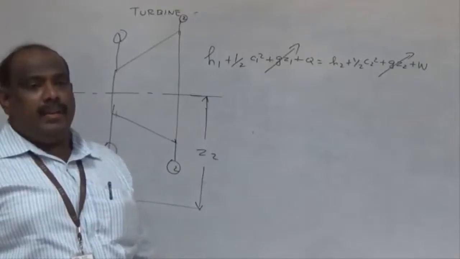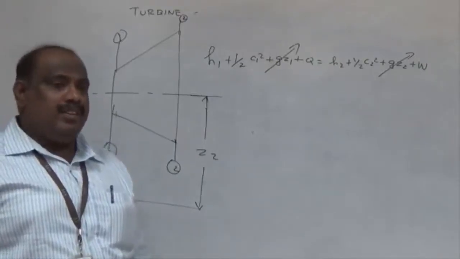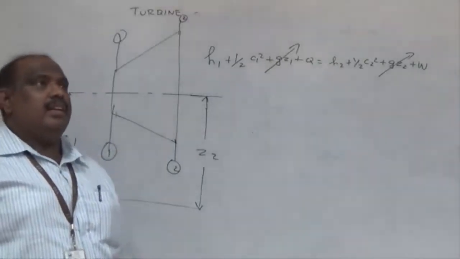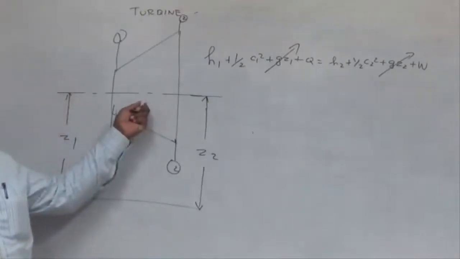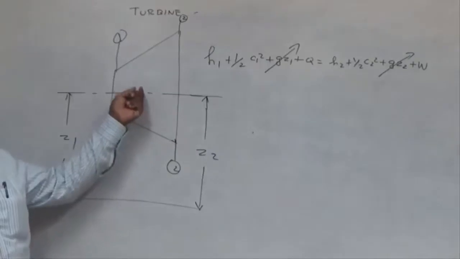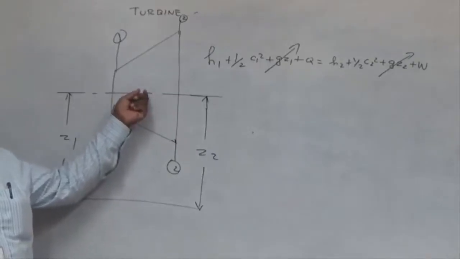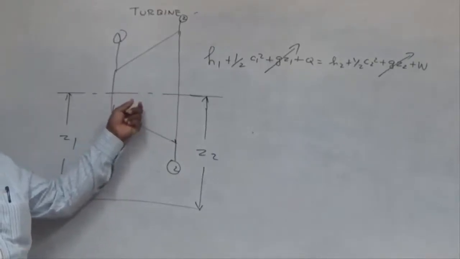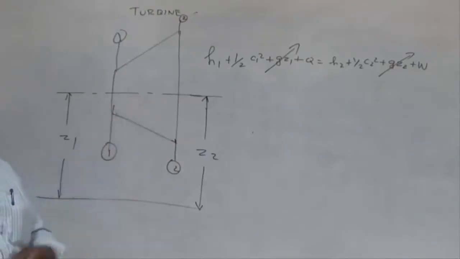What about the heat transfer in a turbine? It will be negative, negative meaning heat lost by the system. Whether the heat loss will be in the turbine, it may be there, but generally when you derive it, the turbine is not intended to have any heat loss. We assume it's perfectly insulated.